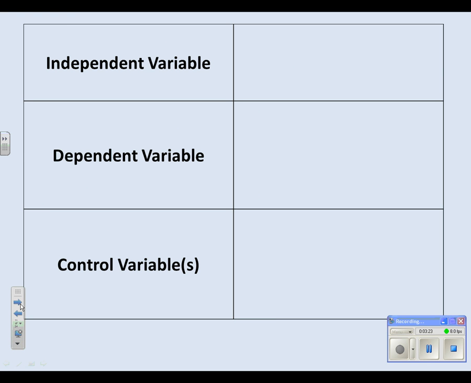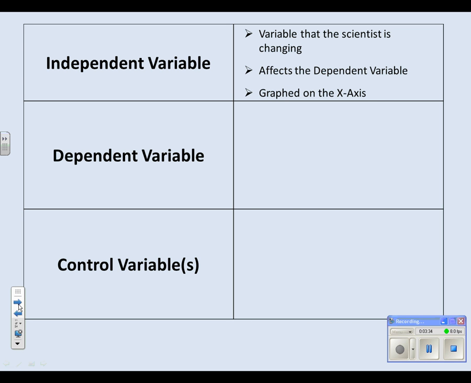Okay, your variables. You have three variables. You've seen them a lot throughout your years in school. We're going to do them again. So here we go. The independent variable is the variable that you are changing. That's the thing. You physically change the independent variable, and it affects the dependent. It's on the x-axis. Remember, it's the long line. So there it is. That's your x-axis right there.